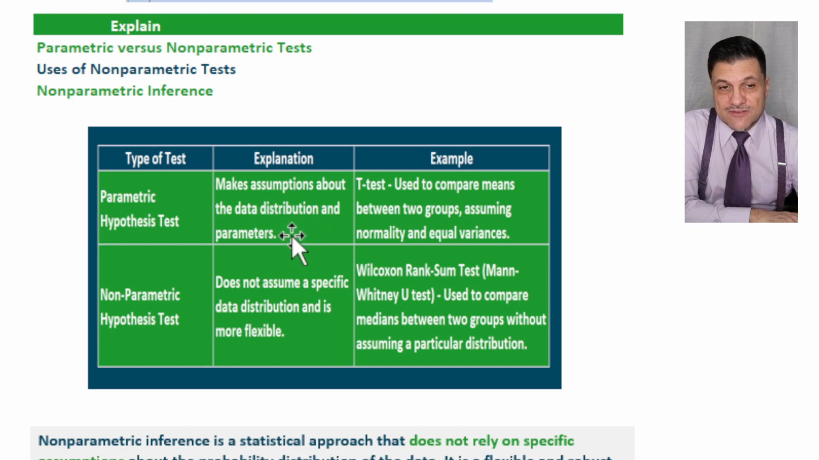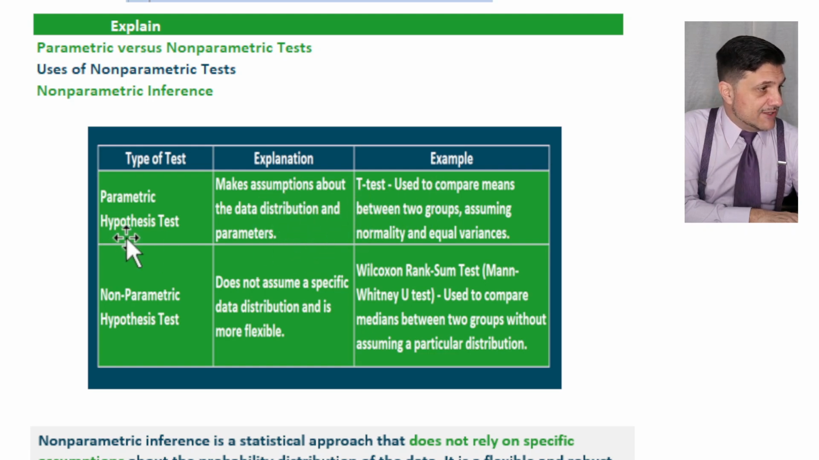The tables, the normal distribution, the t distribution, the F distribution, all those distributions, they'll have assumptions. The mean, the median, the standard deviation. So that's a parametric test. The t-test is used to compare means between two groups, assuming normality and equal variances.